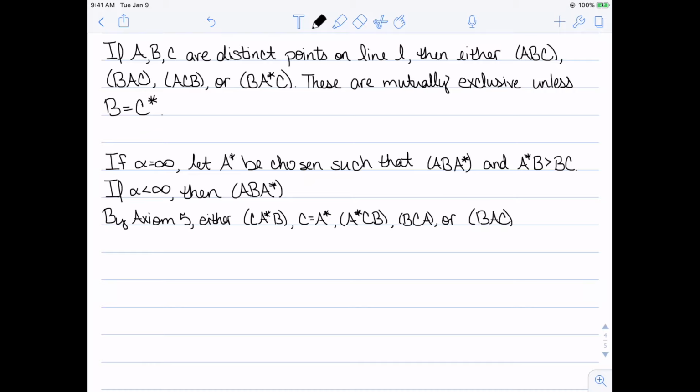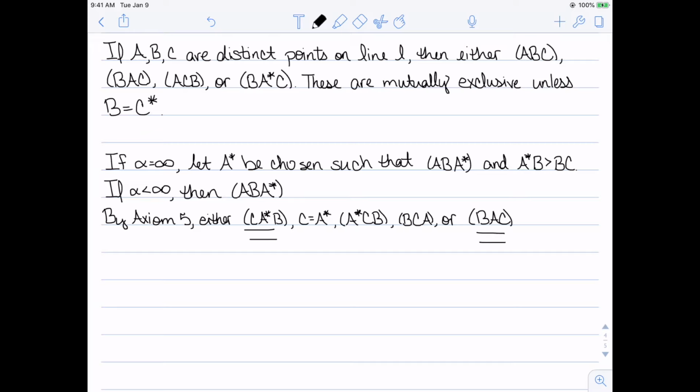Axiom 5 tells us how to insert a point C. So if I know A, B, A star, and I have this extra point C, then I have to have one of these cases hold. Either C A star B, C is equal to A star, A star C B, BCA, or BAC. So this first case and this last case are allowed in our proof. We are claiming these should be the ones. So we're going to look at the other cases.